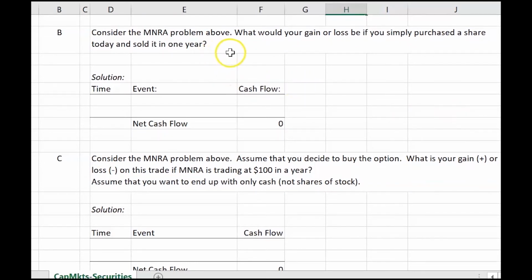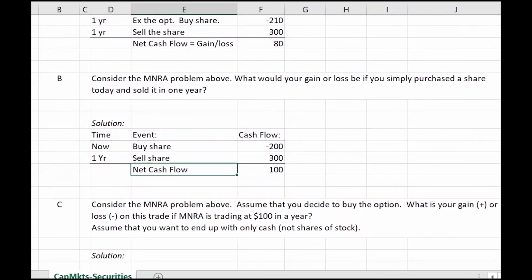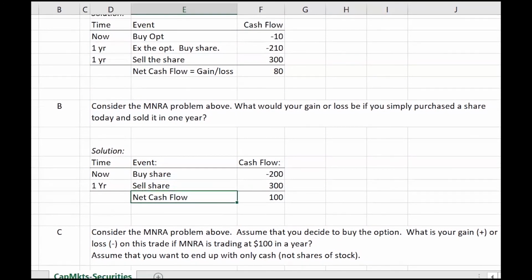Let's think about this same problem above. What would the gain or loss be if you simply purchased a share today and sold it in a year? So we'd have now and we'd have 1 year, okay? And what's going to happen here is we'd buy the share. It's trading today at $200, so we have a $200 cash outflow, and we want to wind up in cash. So in a year, we're going to sell the share for 300, and we would have a gain of $100 compared to only 80 if we bought the option.